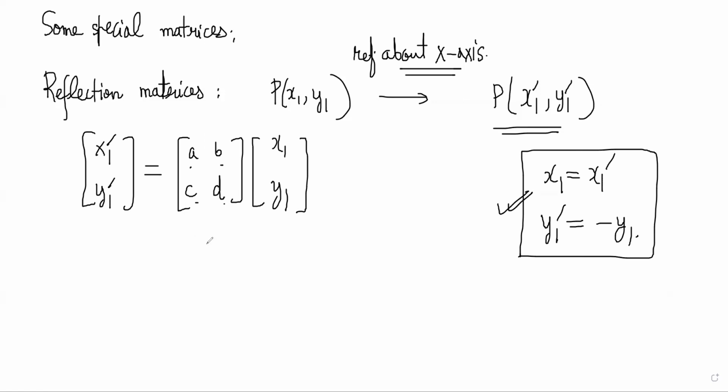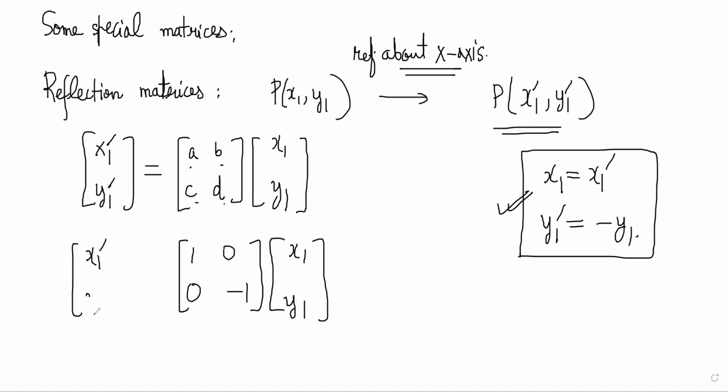You can check yourself that the matrix 1 0 0 minus 1, when multiplied with the initial coordinates, gives x1 remains the same, x1 plus 0, and y1 becomes negative, minus y1. So this matrix is your reflection about the x-axis.